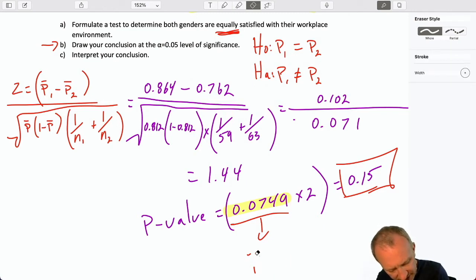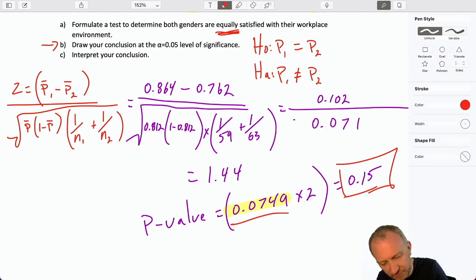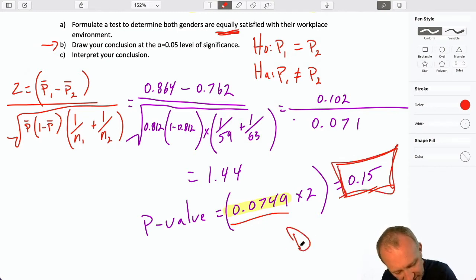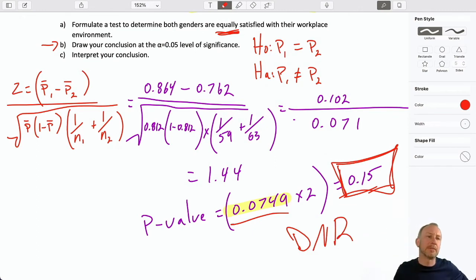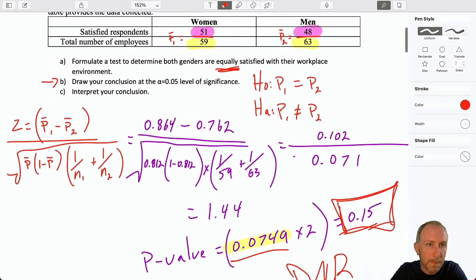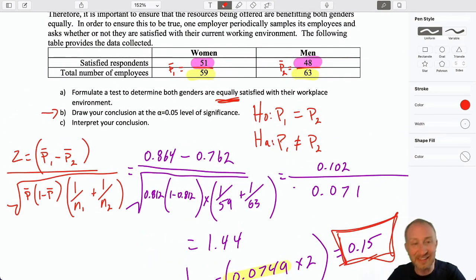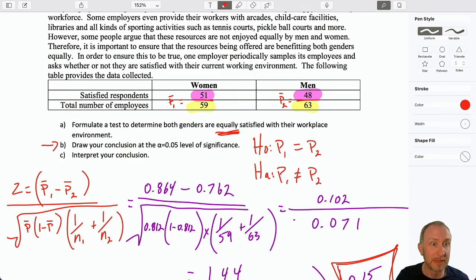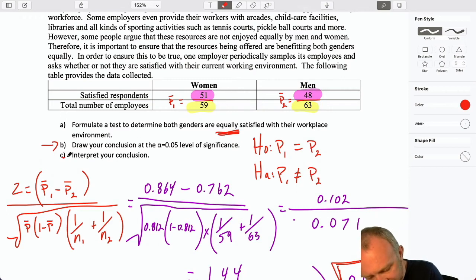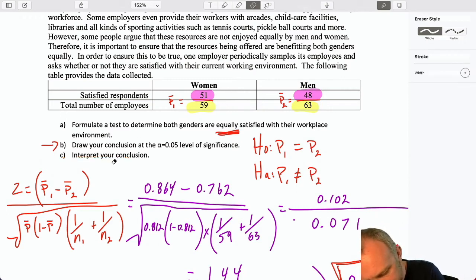In the end, for this problem, our level of significance is 0.05. Our p-value is 0.15. We do not reject the null hypothesis. We have insufficient evidence to show that there is a statistically significant difference in the proportion of men and women who are satisfied with their workplace environment.